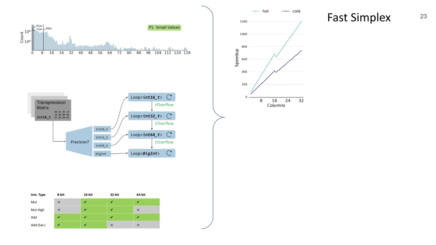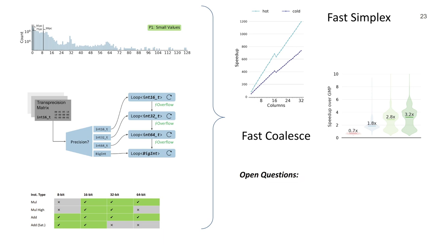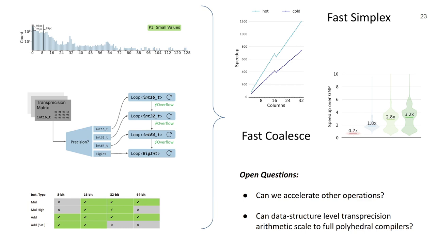While we believe that our work is a big step forward, we take only a very first step. It's an open question if other operations would benefit, and it's also unclear if the data structure transposition arithmetic we propose scales to full polyhedral compilers. We would be excited to see future work towards high-performance integer set arithmetic for compilers being built on top of our work.